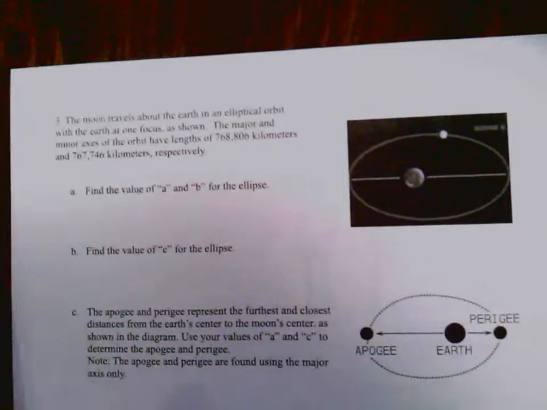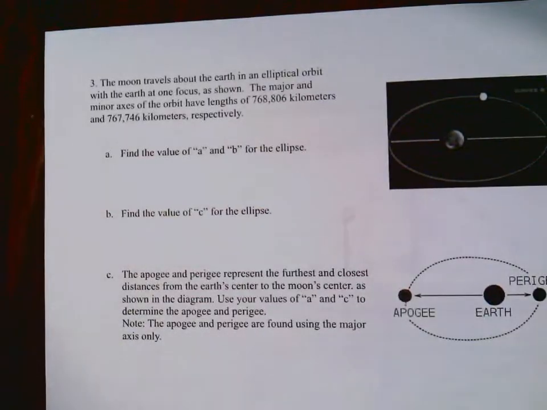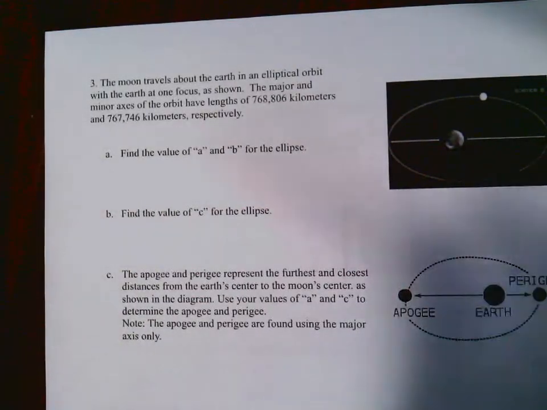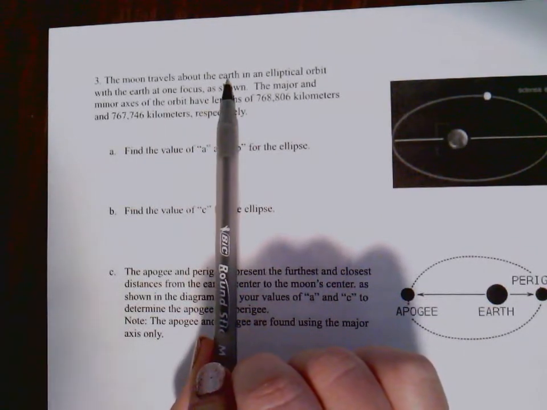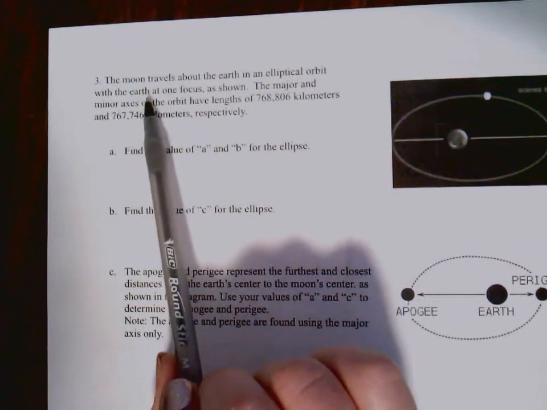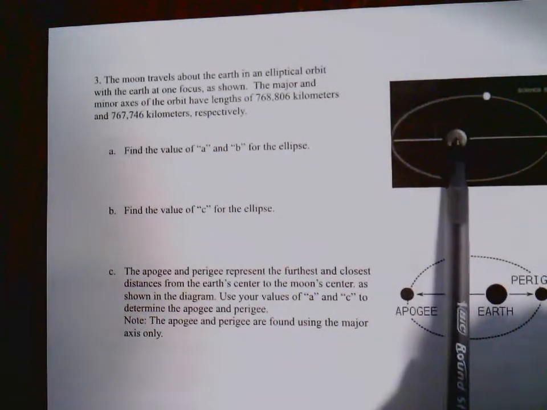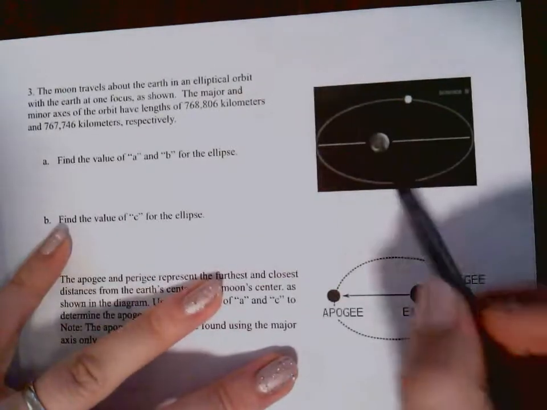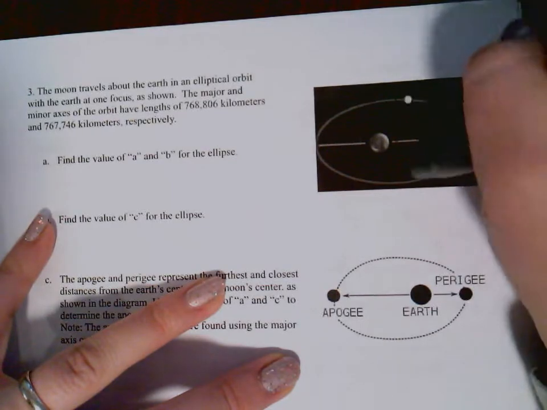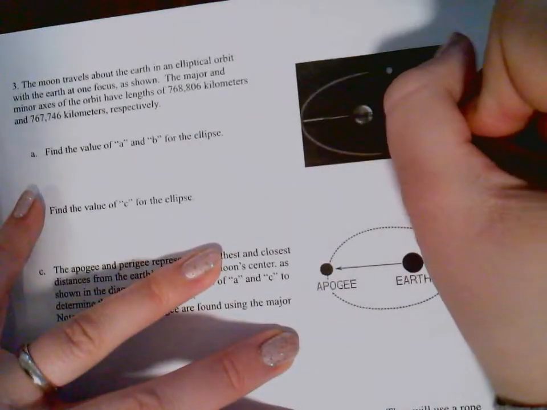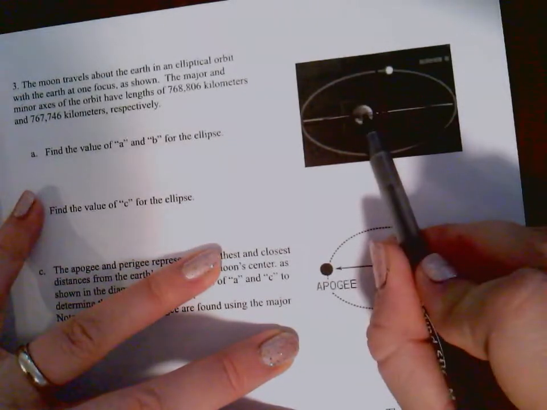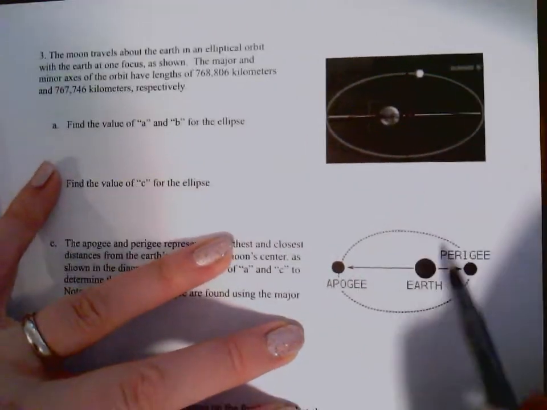All right, here's a challenging example of an ellipse application, kind of this idea of planetary orbits. In this case, we're looking at the moon traveling around the Earth in an elliptical orbit, and the Earth is at one focus. So that's important. The Earth is actually at the focus of the orbit. So if I was going to draw, my center is here and the focus is here. And I kind of have that down here.